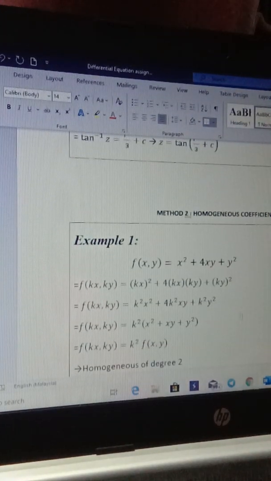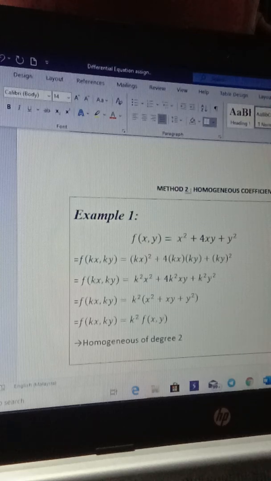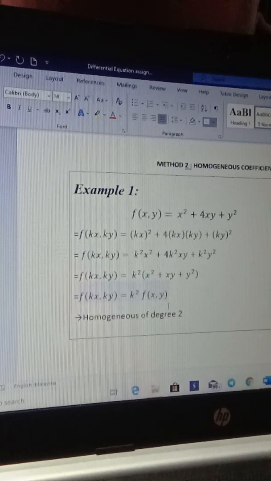For homogeneous coefficient, we need to put k in the function because we want to determine whether it is homogeneous or not. To determine it is homogeneous, it will give an output like k squared, and we get the exact equation. I think this is simple, and I hope you can understand this more.